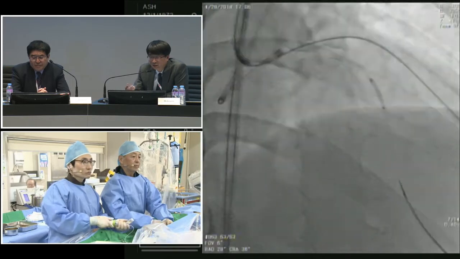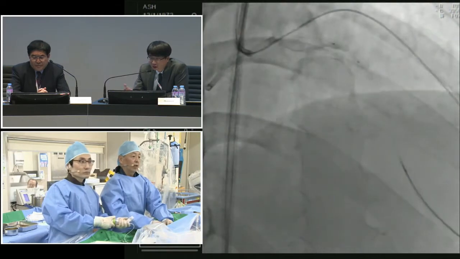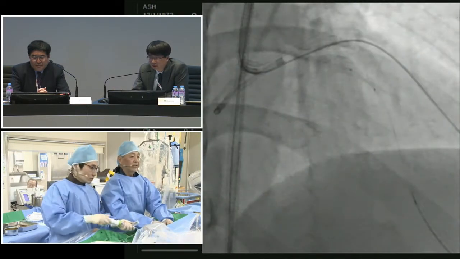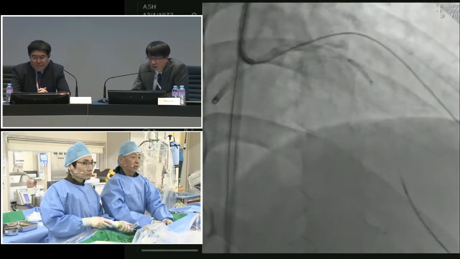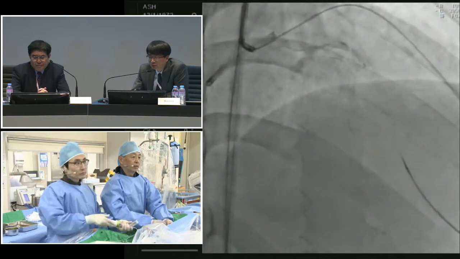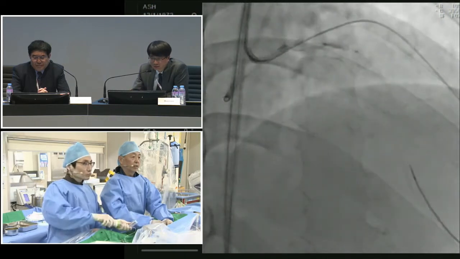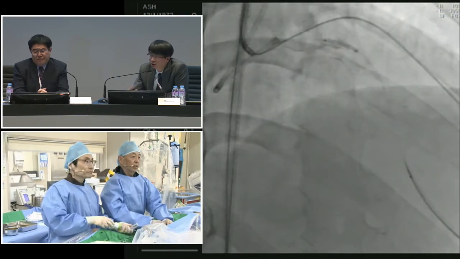LV dysfunction. The next case is also a little bit of LV dysfunction. So if the patient is symptomatic, maybe PCI could be an option. However, if the patient has acceptable symptoms, maybe medical treatment with follow-up is also okay.